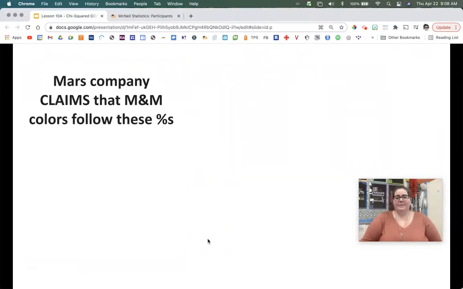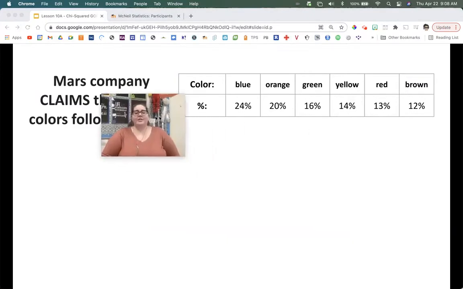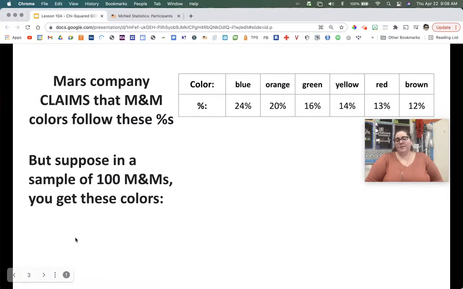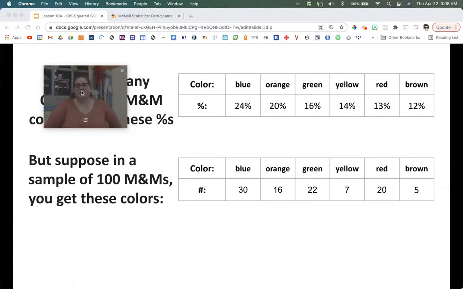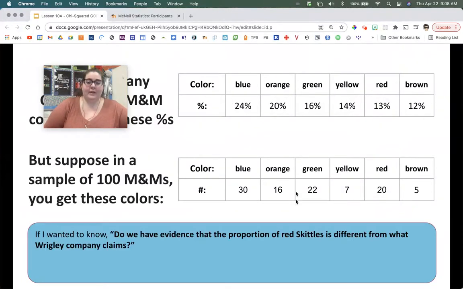So for example, Mars Company claims that M&M's colors follow these percentages. So they say 24% blue, 20% orange, etc. is the percentage of each color of M&M's. But suppose in a random sample of 100 M&Ms, we get these colors. All right, so we have that. What our chi-square test is looking at is the overall proportion or distribution of colors that we got in our sample. Is that drastically different from what M&M said that it was?